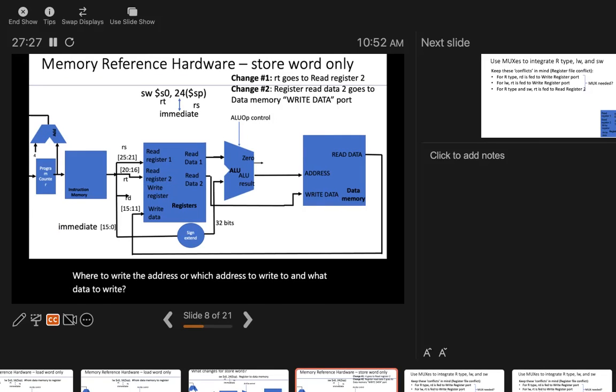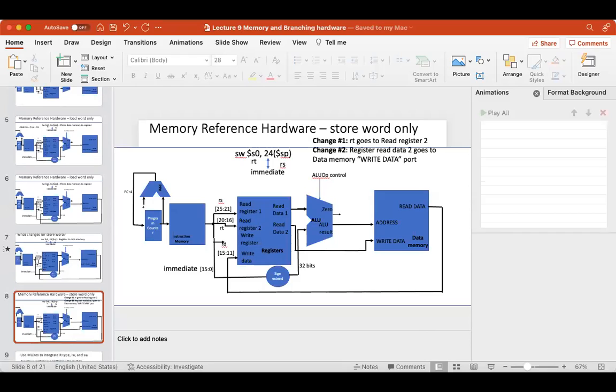And what is read data? Read data in the end, well, technically that should not be there. I'm going to remove it because that is irrelevant for the store word instruction. This is not needed for the store word instruction.